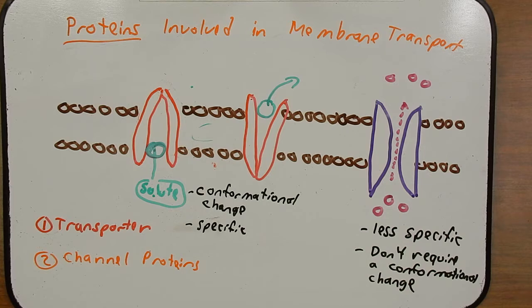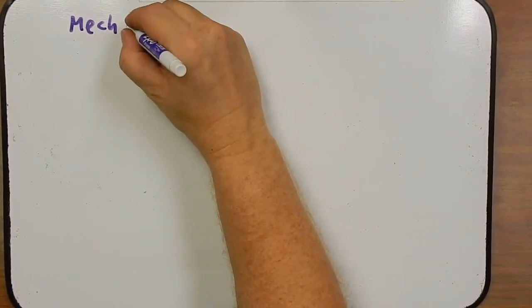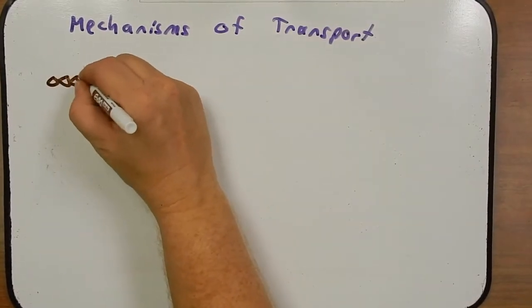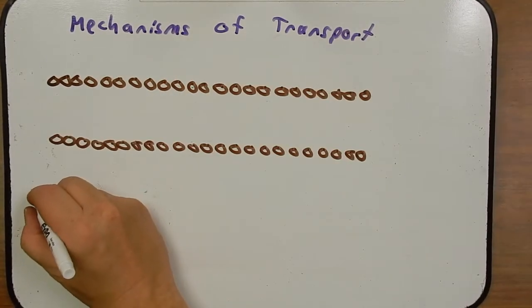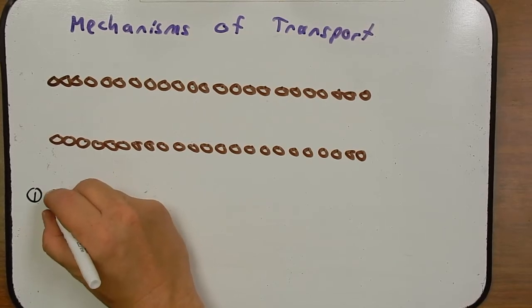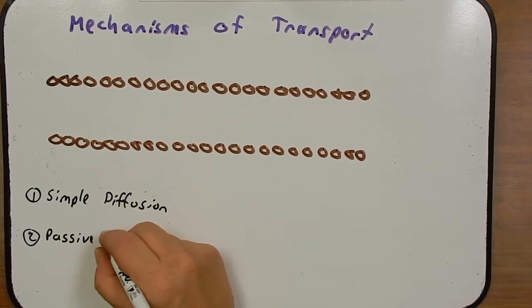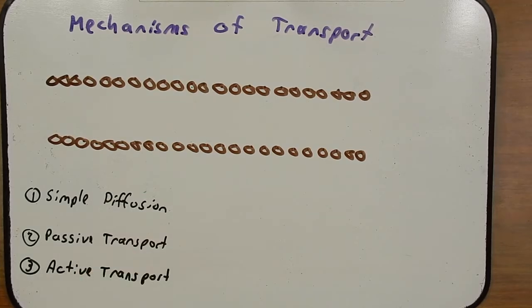Now that we understand the proteins that can be used to move solutes across the membrane, I want to now talk about the different ways or the different mechanisms that cells will use to move solutes. Let's call this board here mechanisms of transport. So let's draw our famous membrane here. So I want to make sure we talk about simple diffusion, passive transport, and active transport. We'll start with simple diffusion.